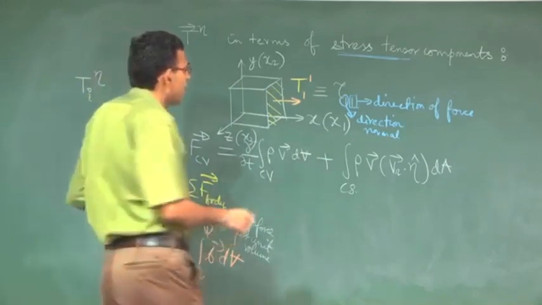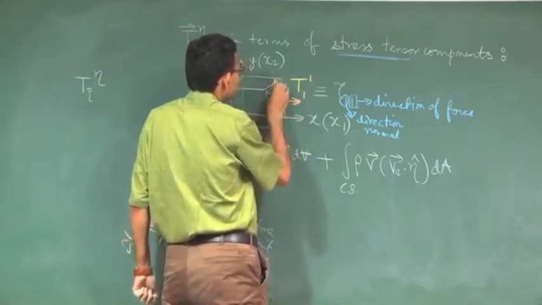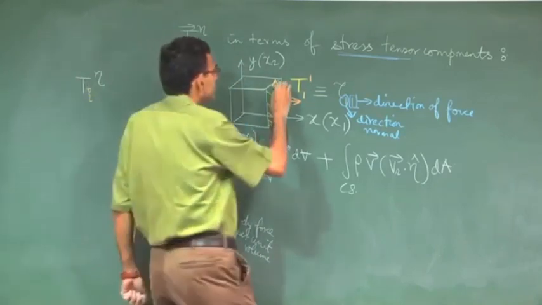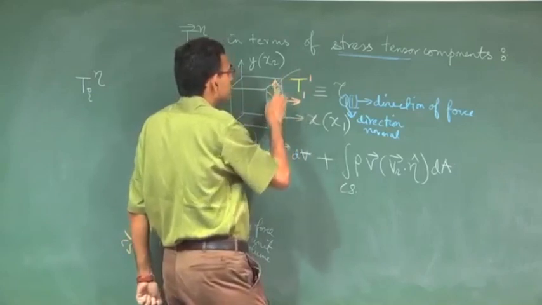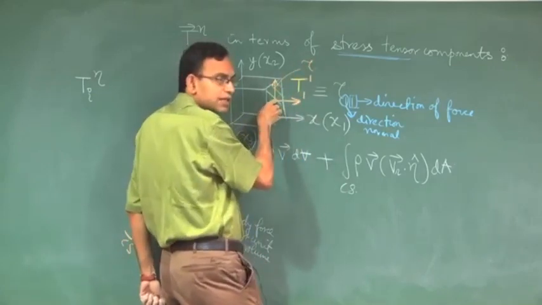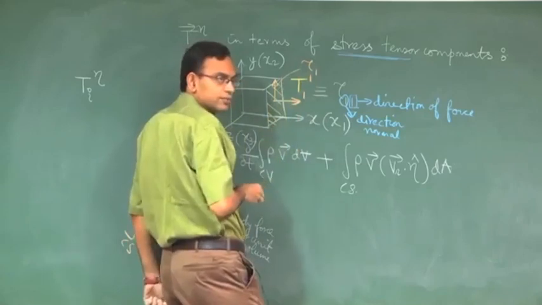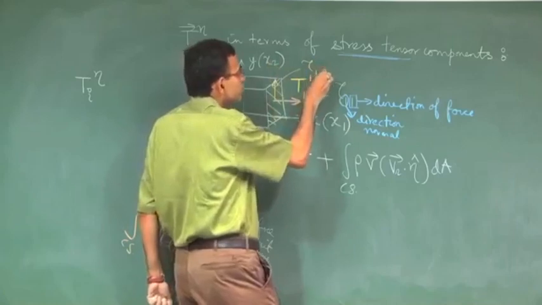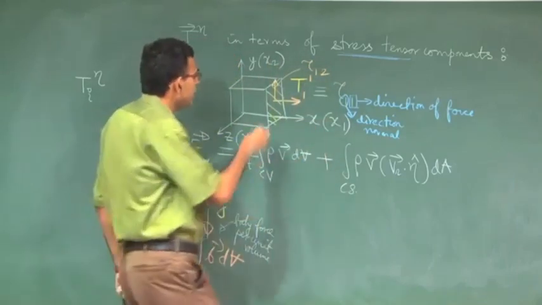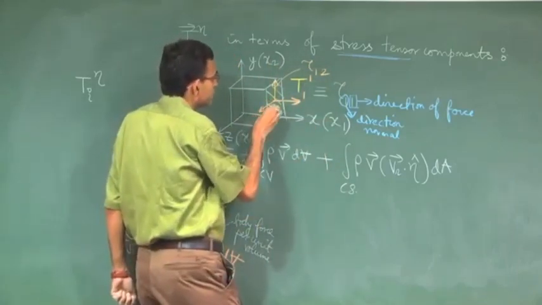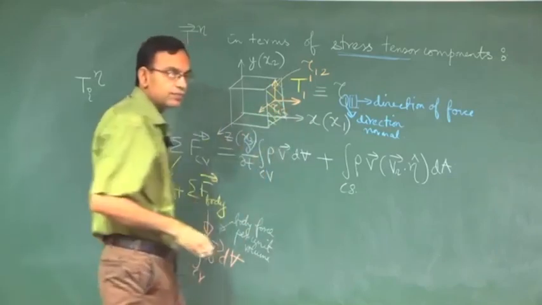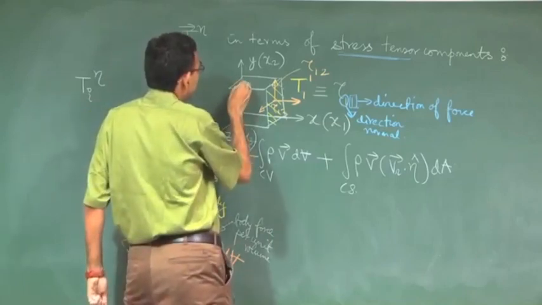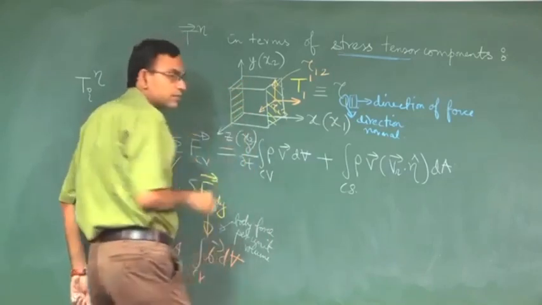Now, so this is tau 11. So I will just draw it for two surfaces. So what is this? These are all per unit area. So tau, what is the normal of this surface? Still the normal is 1. And what is the direction of the force? That is x2. So tau 12. And similarly, this is tau 13. Let us show it in the other one.